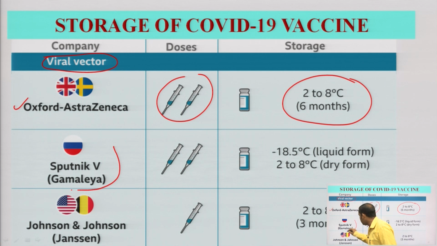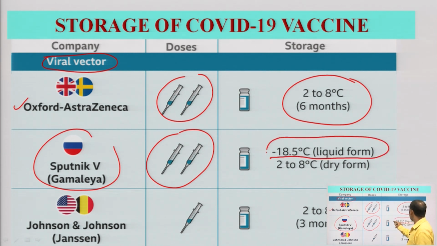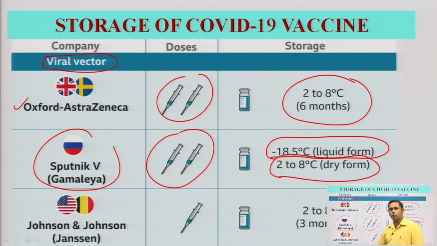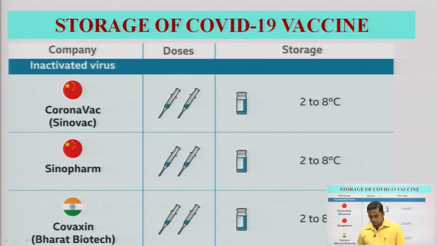For the Sputnik vaccine, you have to give 2 doses. If it is available in liquid form, it needs minus 18.5 degrees, and if it is in dry form, you can keep it at 2 to 8 degrees centigrade. That is why in India people prefer the dry form, because of easier handling in terms of temperature. For the Johnson & Johnson vaccine, you need only 1 dose, and this is also very fine, 2 to 8 degrees centigrade for 3 months.